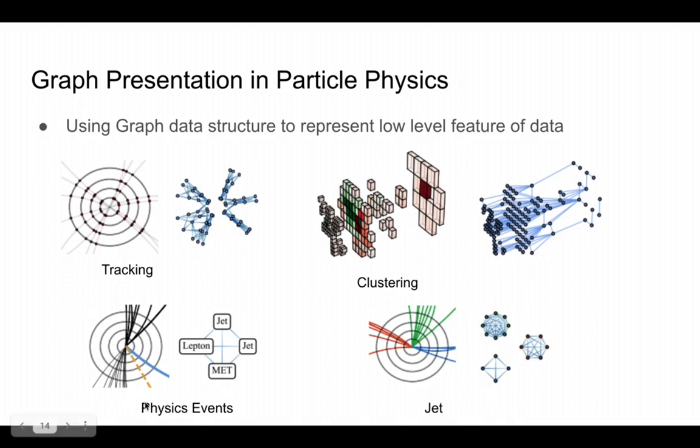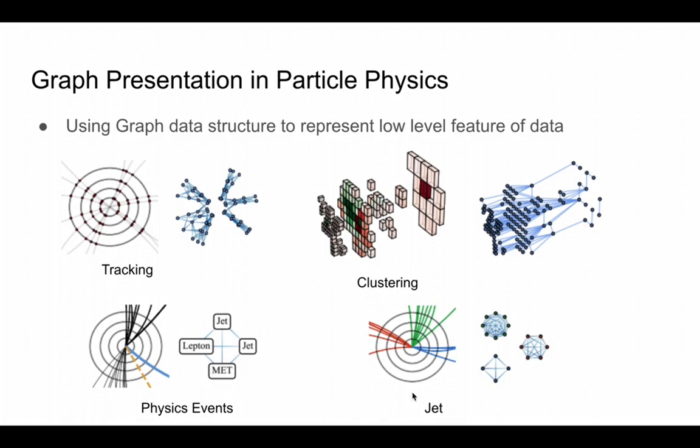Graph can also be used to describe the full event based on the physics objects. The physics objects of an event include jets, which are a spray of particles, or leptons, for example, muons and electrons. Missing transverse energy is the representation of a neutrino, which has no interaction with the detector. The relation between these physics objects can be used to categorize particular physics production processes.